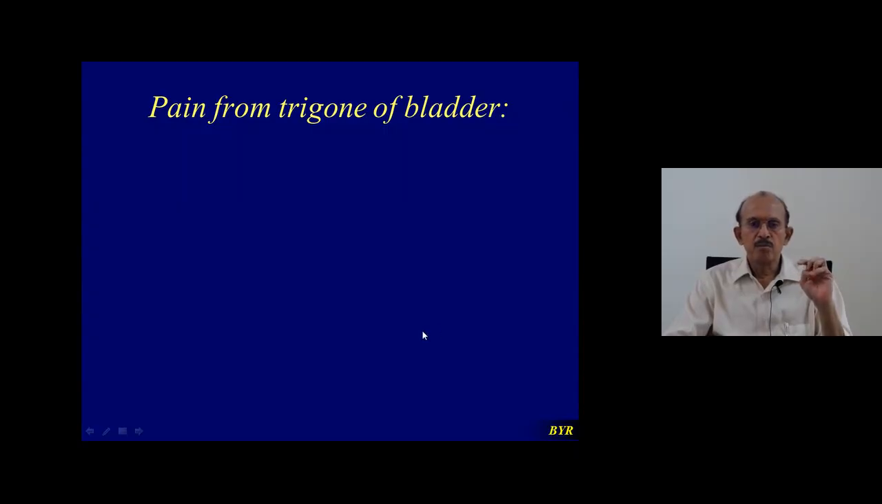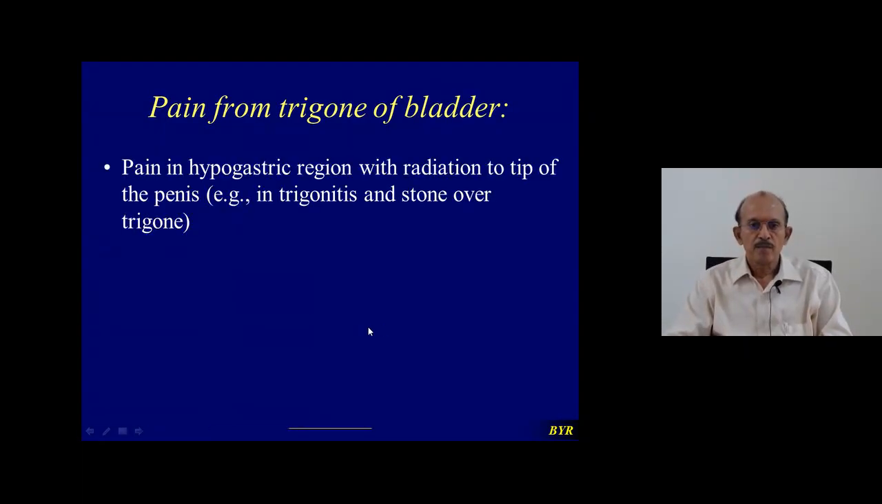Pain from bladder trigone. So between the two ureteric orifices and internal urethral meatus, there is a triangular area in the bladder. This triangular area in the posterior of the bladder is called the trigone. Here, the mucosa is smooth and it is slightly elevated. This will produce pain in the hypogastric region with radiation to the tip of the penis. This occurs in trigonitis and stones situated over the trigone.